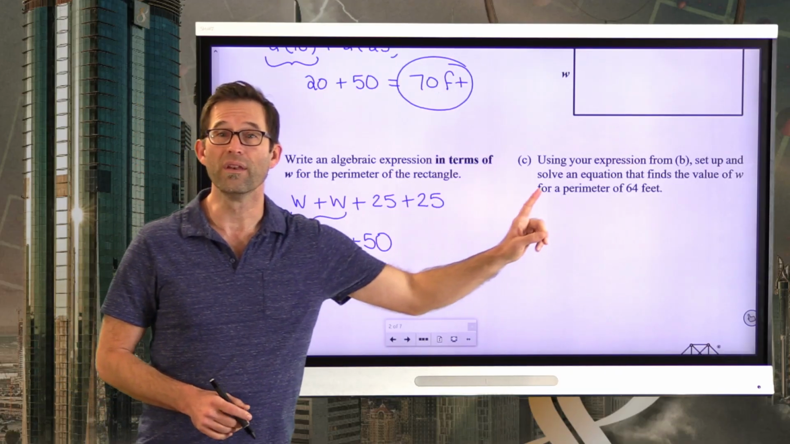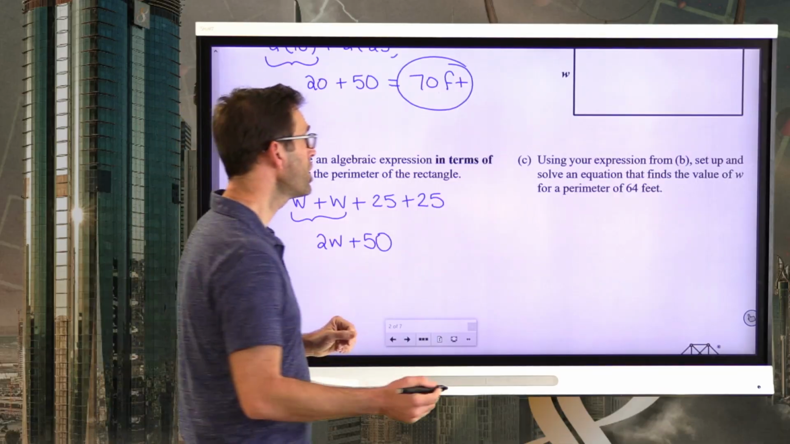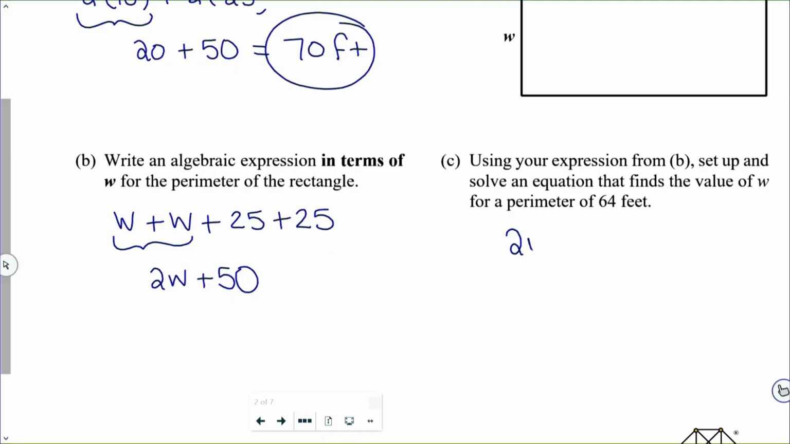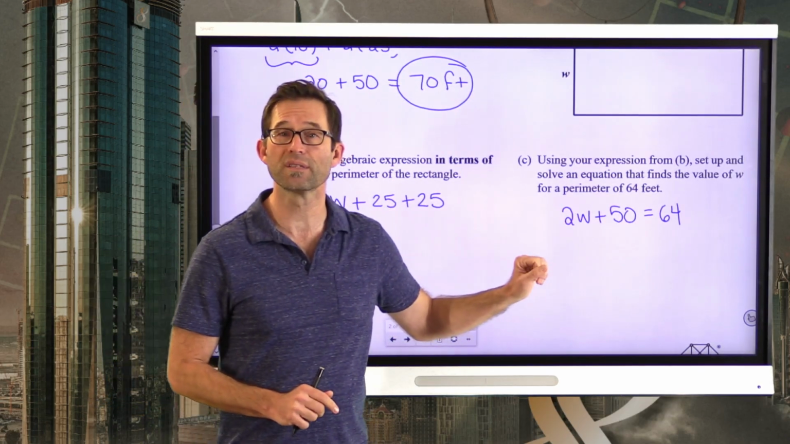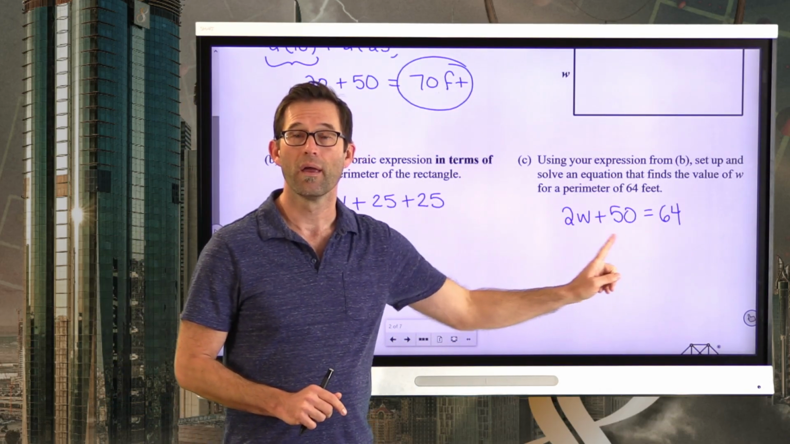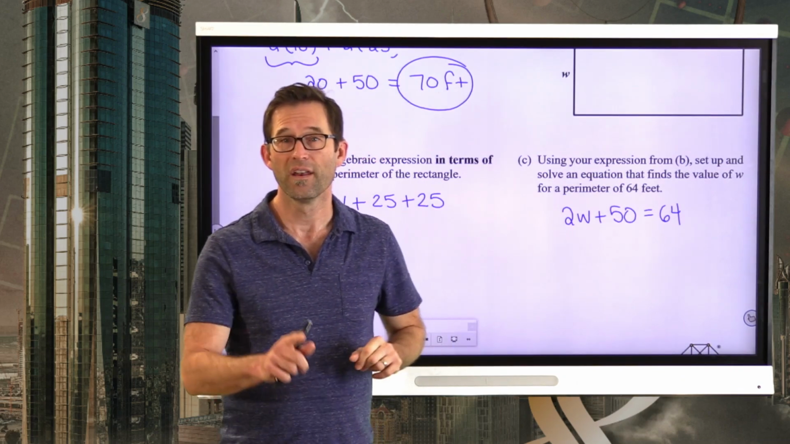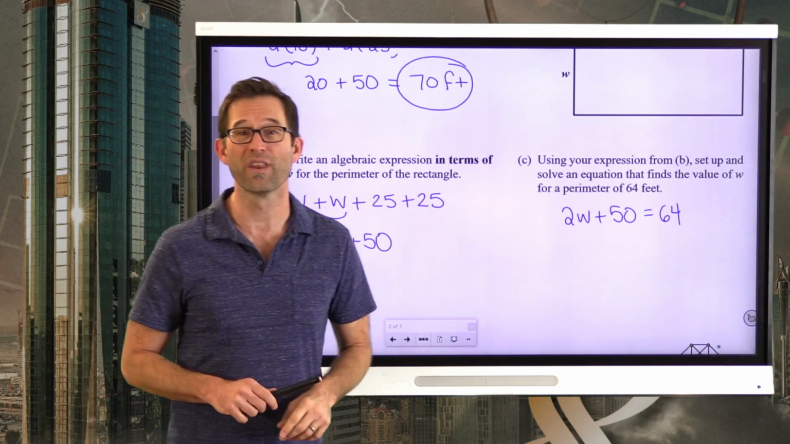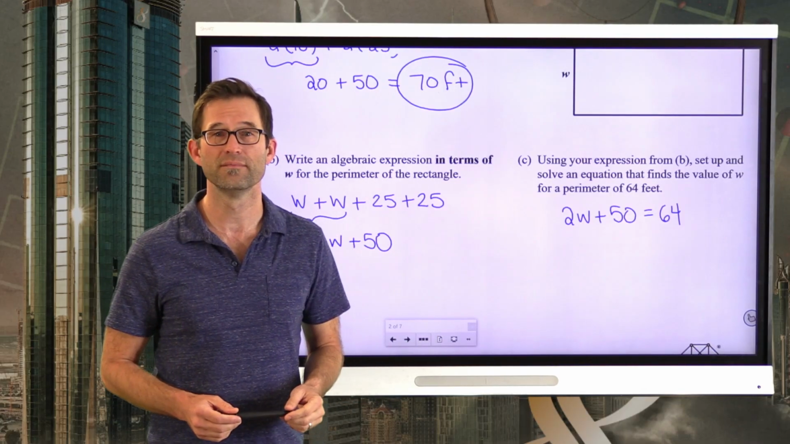But now we know the value of the perimeter and we want the value of w. So what do we do? Well, we simply say, here's my perimeter, 2w plus 50, and I set that equal to 64, right? That literally models the scenario going on in C. Here's the perimeter in terms of w, and we know it's equal to 64 feet. Now what I'd like you to do is pause the video just for a few minutes and solve this and find the width.